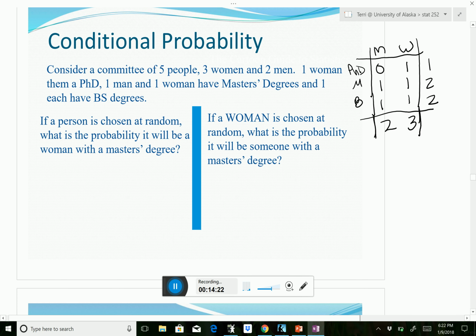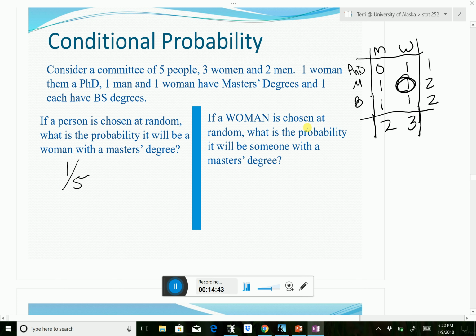So if a person is chosen at random, what is the probability that that's going to be a woman with a master's degree? There's only 1 woman with a master's degree out of the 5 people, right? So that's just going to be 1 out of 5.